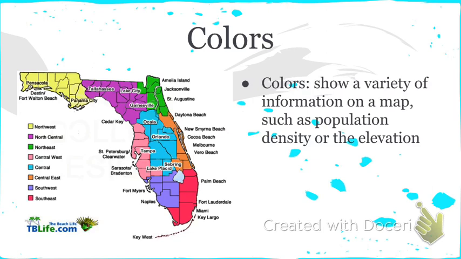Colors. Colors show a variety of information on a map, such as population density or elevation, much like the one that we looked at when we looked at the poverty level. You have colors and you need to pay attention to the colors because they give you certain information.